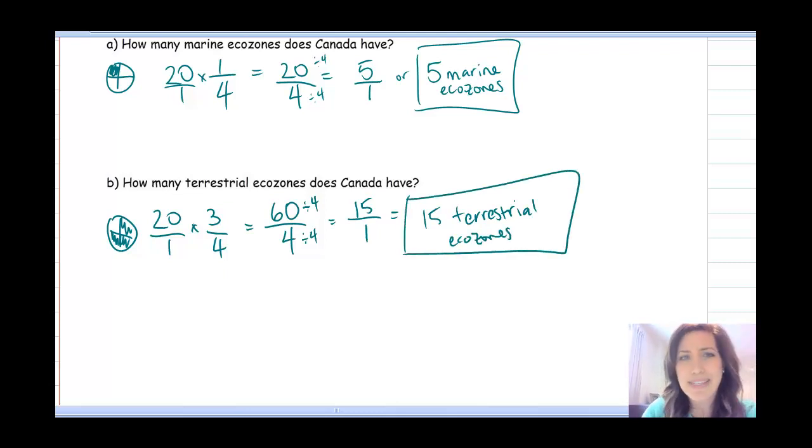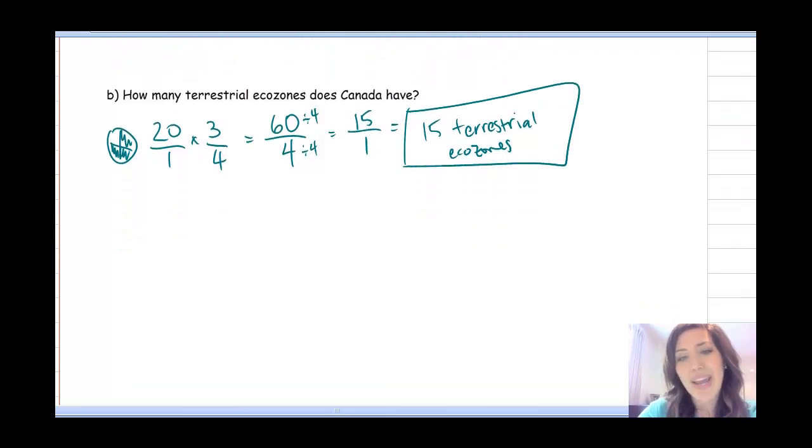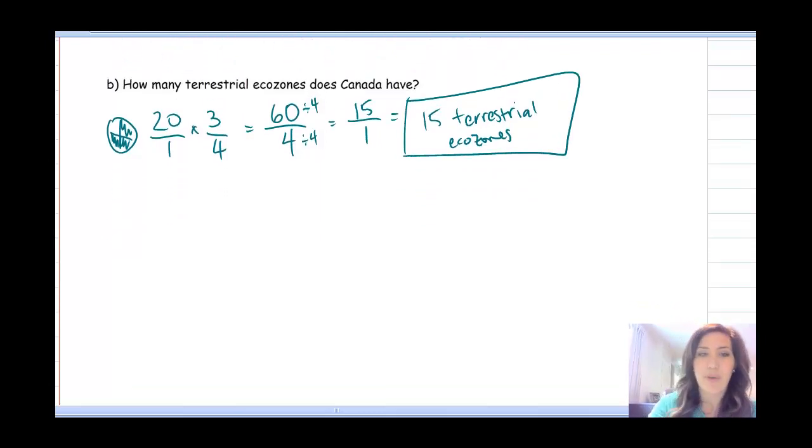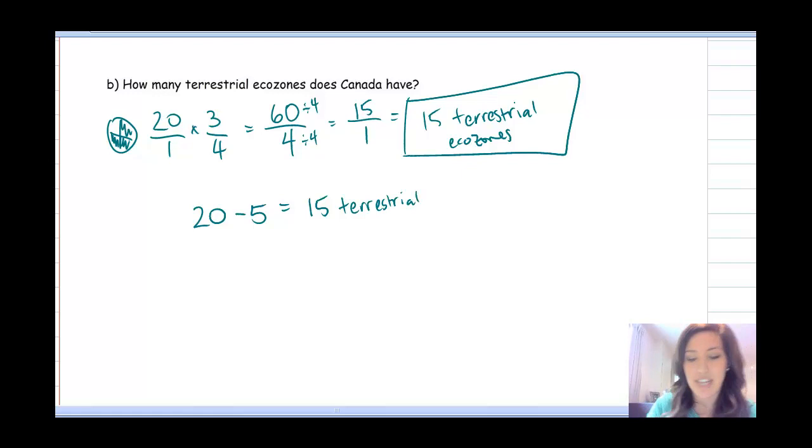Now you might be saying, Mrs. Burns, you did that one the hard way. There is an easier way for that one. You could say, well, we know that there are 20 in total, and we know that 5 were marine, so that must leave us with 15 terrestrial. So that's just another way you could have done the second part of that question.